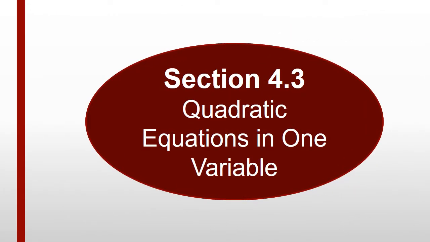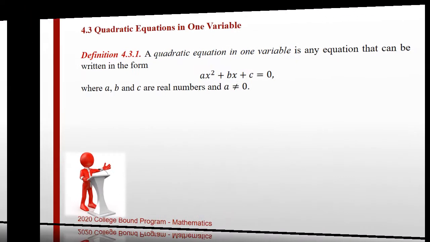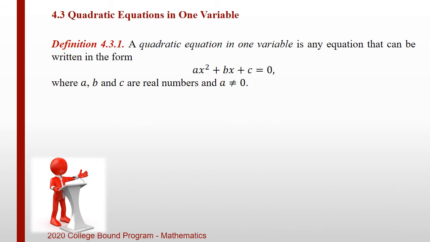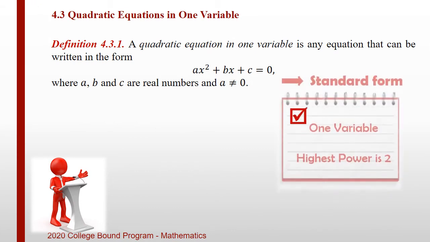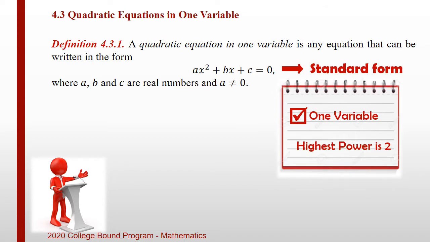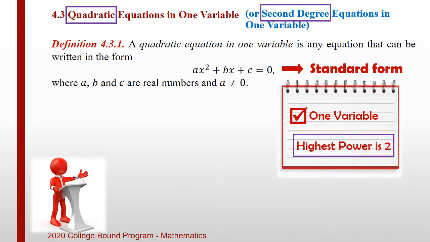Now, we have section 4.3 where we will learn about quadratic equations in one variable and the different methods for solving them. A quadratic equation in one variable is an equation whose standard form is ax squared plus bx plus c equals 0 for all real numbers a, b, and c, and a not equal to 0. They are also known as second-degree equations in one variable. The term quadratic or second degree comes from the fact that the highest power is 2.